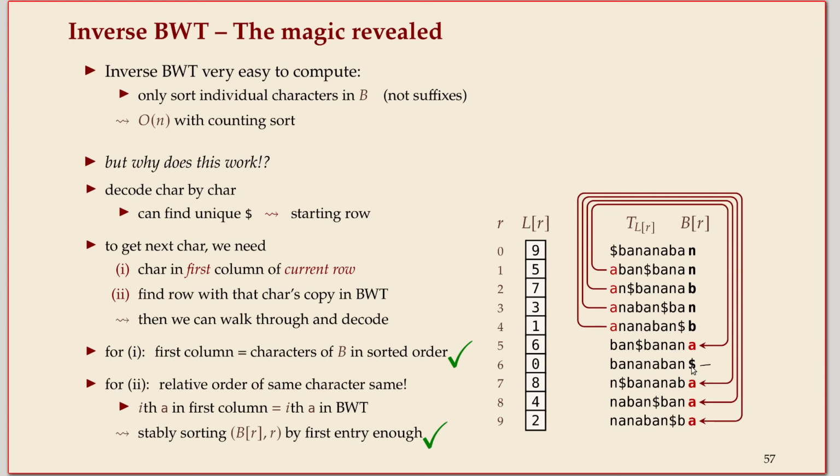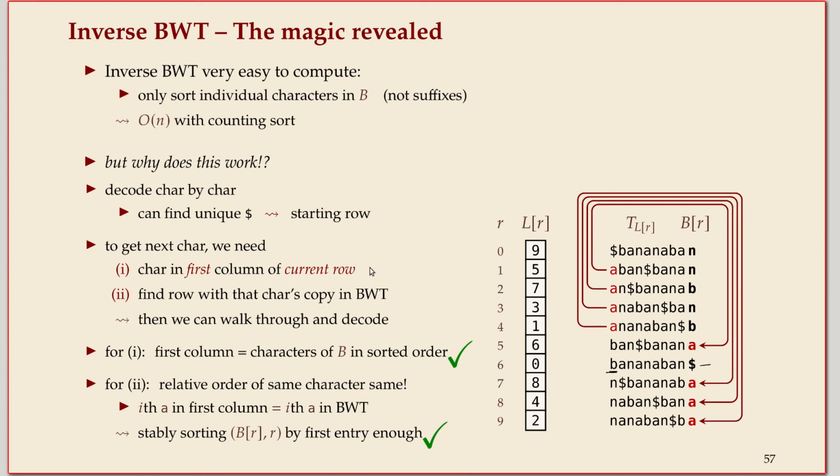That's good. What we have to do now is somehow get to the next character, which means we're currently sitting in a row, but we're not actually interested in outputting this $. We're interested in outputting this character B that's in the same row but at the beginning. The problem is the BWT doesn't directly tell us what this character is, but we can still recover it from the BWT.